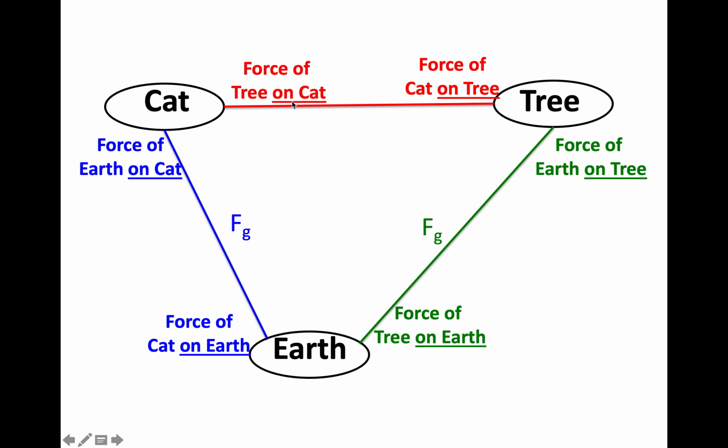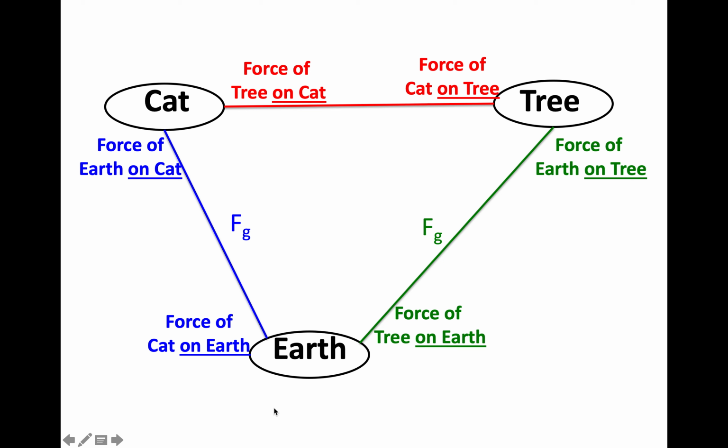We have the tree interacting with the cat, and that yields 2 different forces. There's the force of the tree on the cat and the force of the cat on the tree. Those are the ones we already talked about, and I've color-coded that interaction red. Then we have a force of gravity, so we have the force of the earth on the tree and the force of the tree on the earth, and that's coded green.